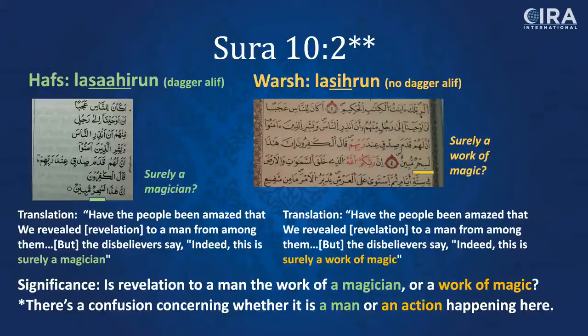Not only does it change the context, but I'll tell you why. Because if they're saying he is a magician, and let's say in the context here we're talking about Muhammad, did he perform anything that caused them to think this way? Muslims do say that this is his work of magic. But in this case, it's both magician and work of magic, depending on which way you're going to go. So there is a confusion concerning whether it is a man or an action which is happening here.